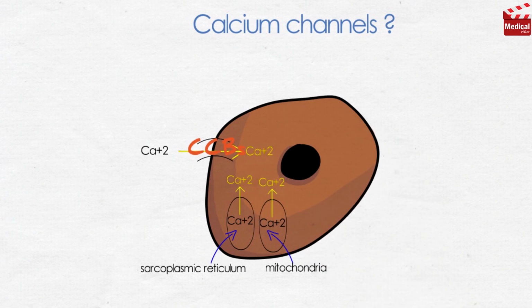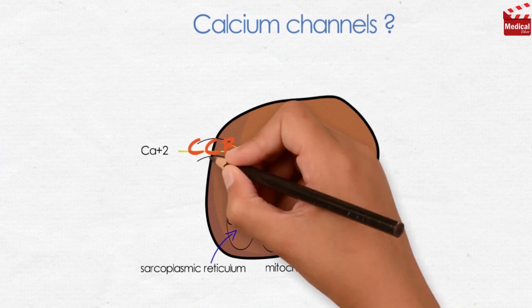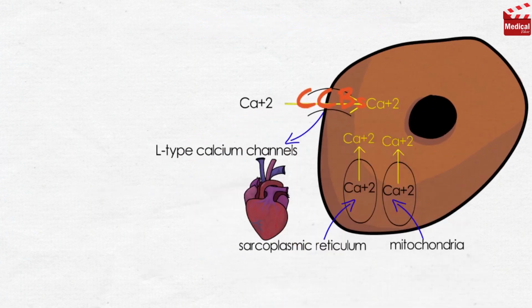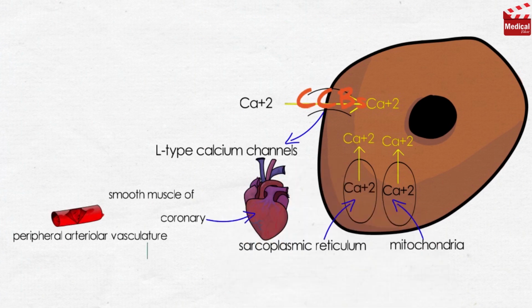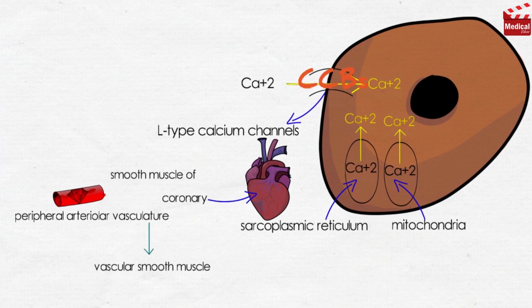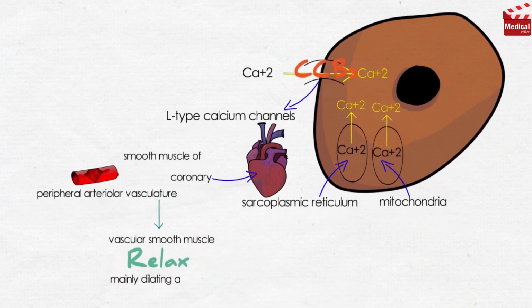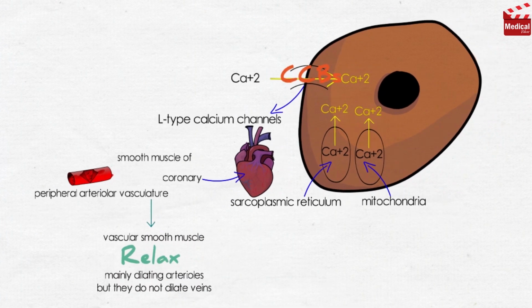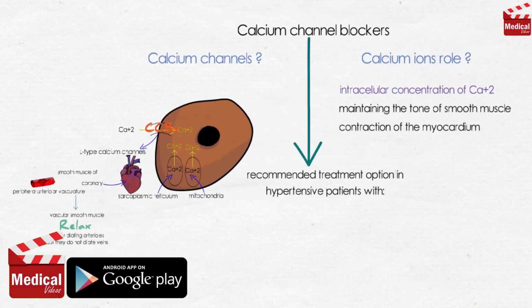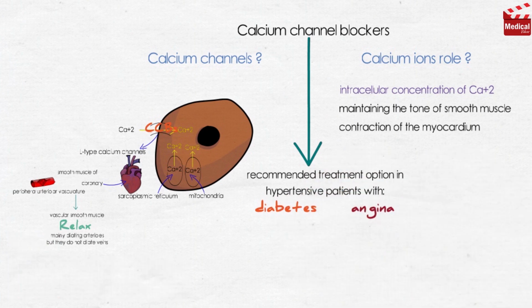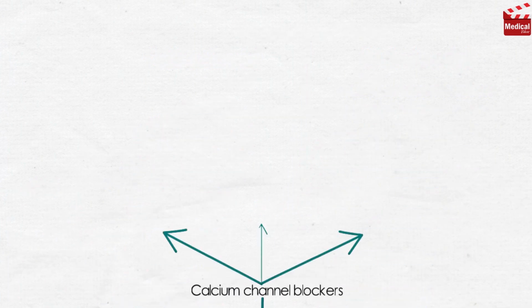So what the calcium channel antagonists do is that they block the inward movement of calcium, by binding to L-type calcium channels in the heart, and in smooth muscle of the coronary and peripheral arteriolar vasculature. This causes vascular smooth muscle to relax, mainly dilating arterioles, but they do not dilate veins. Calcium channel blockers are a recommended treatment option in hypertensive patients with diabetes or angina. The calcium channel blockers are divided into 3 chemical classes, each with different pharmacokinetic properties and clinical indications.